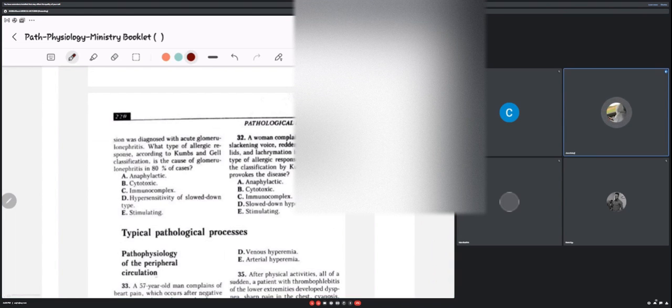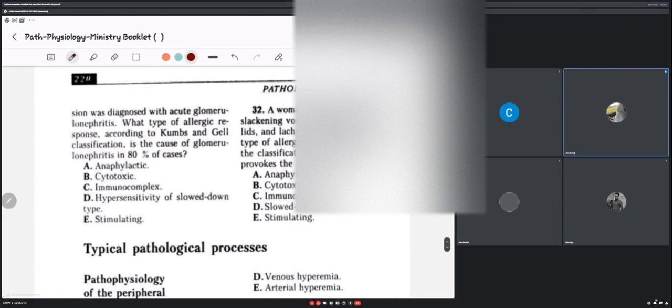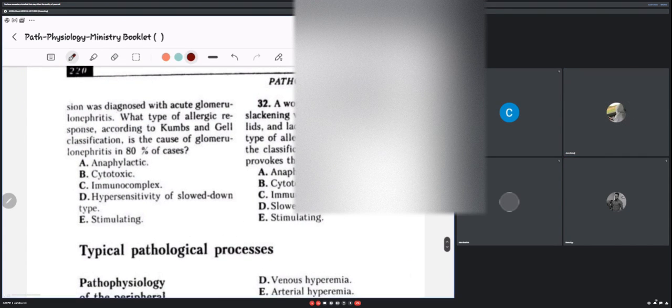Can you please zoom more a bit? Yeah, thank you. Yes, diagnosed with acute glomerulonephritis. What type of allergic response, according to Coombs and Gell classification, is the cause of glomerulonephritis? So it is still the cytotoxic.